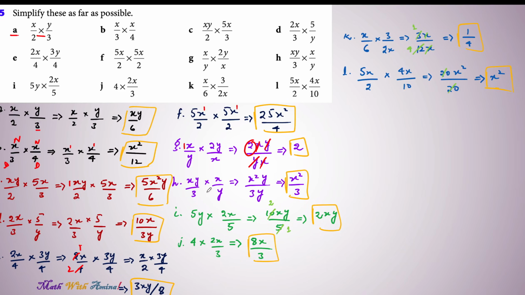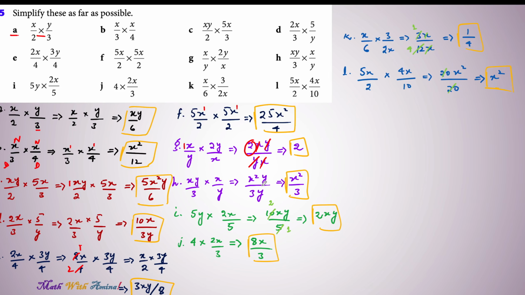Xy over 3 multiplied by x over y. So variables are getting multiplied with one another in the numerator. X multiplied by x is equal to x squared. Y multiplied by 1 is equal to y. So x squared y would be in the numerator. 3 multiplied by y is equal to 3y. That would be in the denominator. So x squared y over 3y.